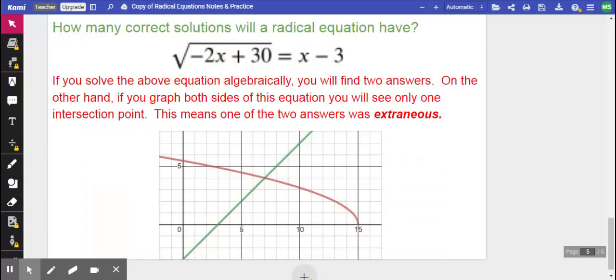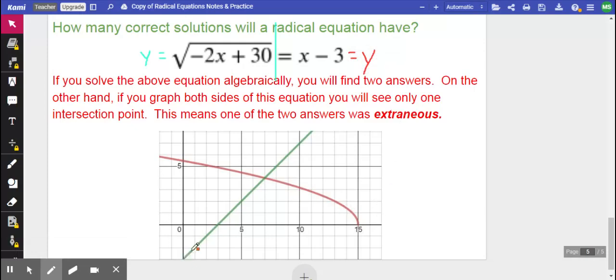We're going to be talking about how to solve an equation like this algebraically a little bit later on. But if you were to follow those steps, you would find that there are two answers for x. Now, one of those two answers is going to be 7, because if we were to graph our square root part, y equals the square root of -2x plus 30, you'd graph that part as a separate thing. And then you would graph x minus 3 equals y as its own separate thing.